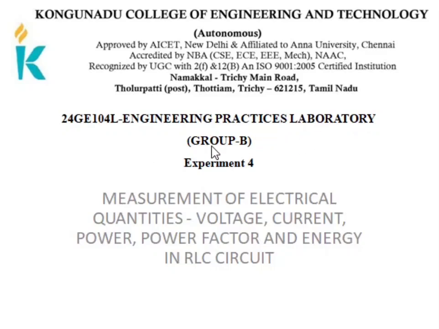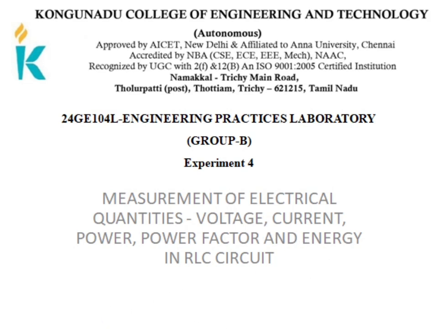Engineering Practices Laboratory, Group B, Electrical and Electronics Part, Experiment 4. The title is Measurement of Electrical Quantities: Voltage, Current, Power, Power Factor and Energy in an RLC circuit. These are all the parameters we are going to measure for this Experiment 4.